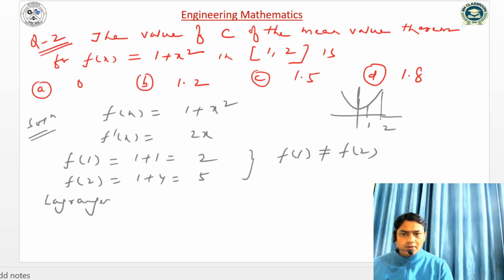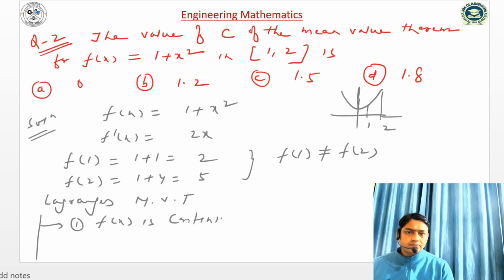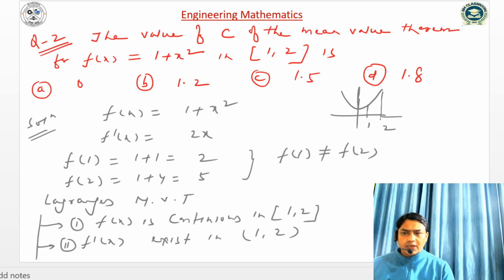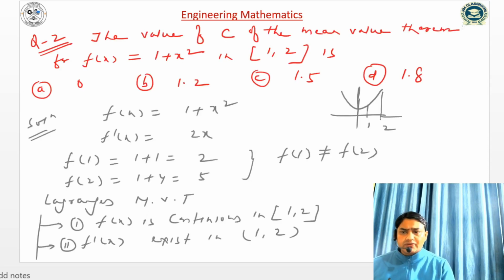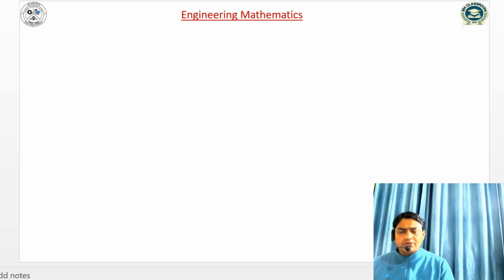Lagrange's mean value theorem, because according to Lagrange's mean value theorem, the first condition is f(x) is continuous in the interval 1 to 2. Second condition, that is f'(x) exists in interval 1 to 2, and the third condition, these two conditions are satisfied, and so we can apply the Lagrange's mean value theorem.